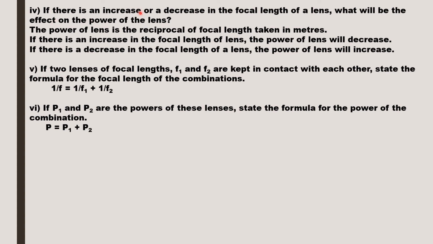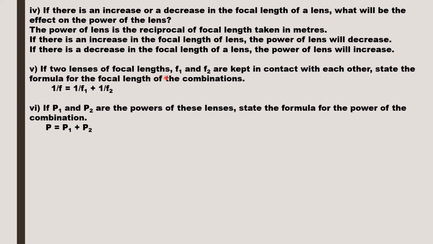If there is an increase or decrease in the focal length of a lens, what will be the effect on power of lens? We know that the power of lens is the reciprocal of focal length taken in meters. So since P is reciprocal of focal length, then if there is an increase in focal length, the power of lens will decrease, and if there is a decrease in the focal length of a lens, the power of the lens will increase. Next question.